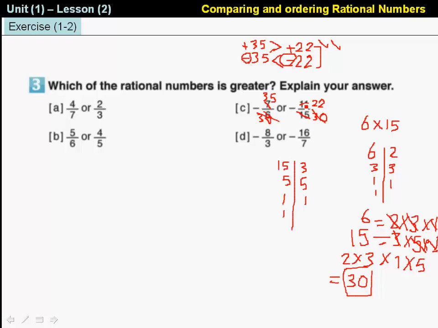So, which is bigger, this one or that one? We said minus 35 is less than minus 22, or minus 22 is bigger than minus 35, so this will be bigger: minus 11 over 15. Of course, this is the same. The denominator will be 21, which is 3 times 7. And you can solve it by yourself.